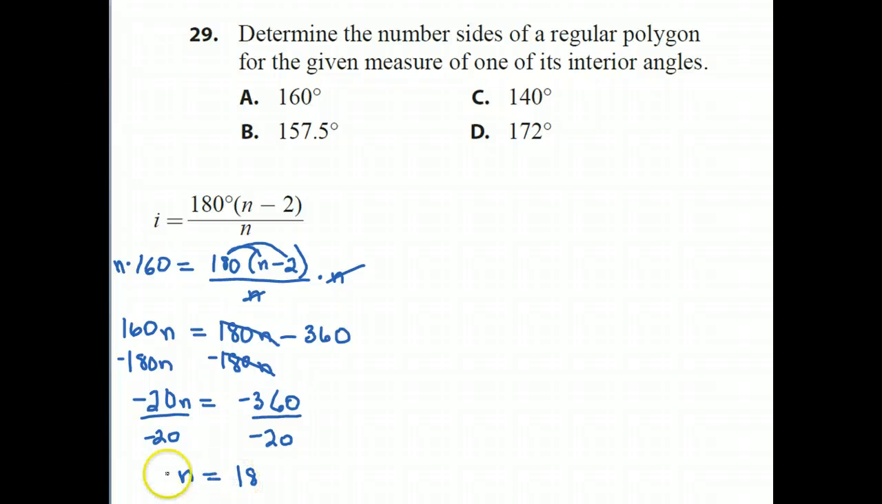So I think there's actually an error on the answer key on that one. I think it said n equals 15, which would not be correct. So let's try another one. Let's do B. Again, you're going to use the same formula.